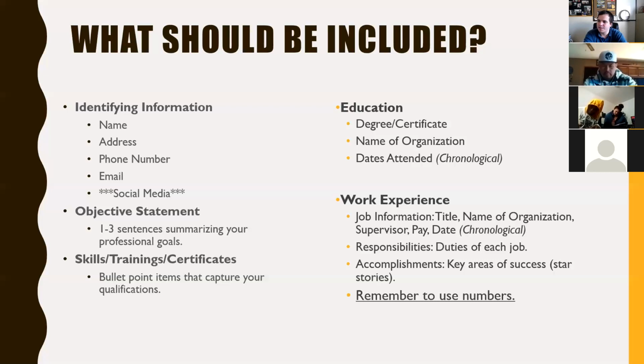Then work experience. Again, the job information, title, and name of organization are only true on a chronological resume. For functional resumes, you don't necessarily need that, but you should list the responsibilities that you did in those jobs and any accomplishments. If you're doing a chronological resume, all of that applies: job information, responsibilities, accomplishments. And then this is where I added it: please try to remember to use numbers. For some reason, employers just love to see numbers on your resume, so I would highly encourage you to use that.